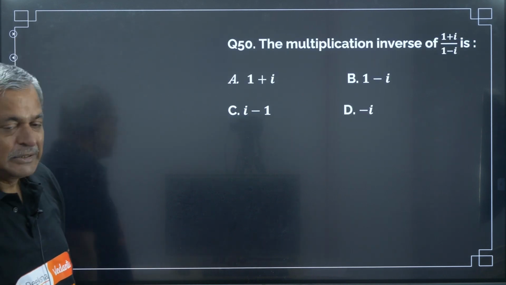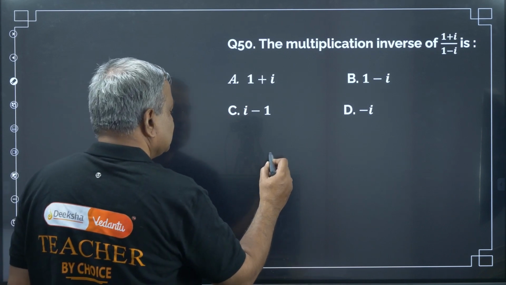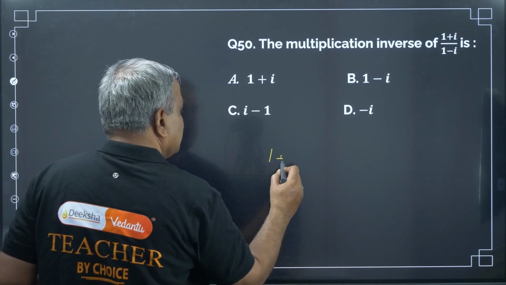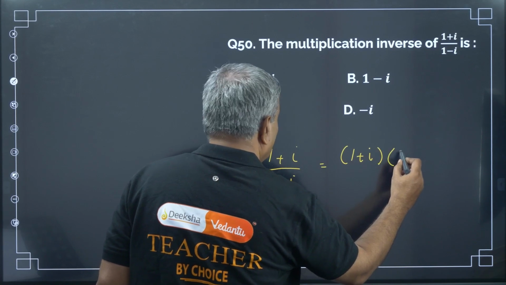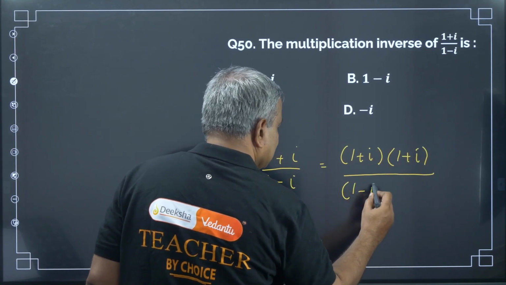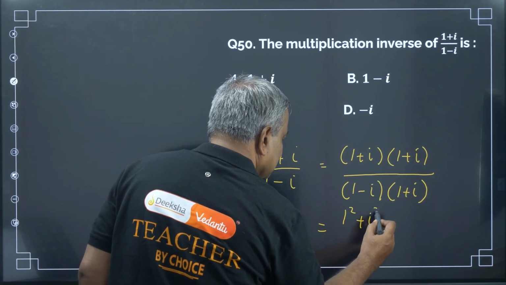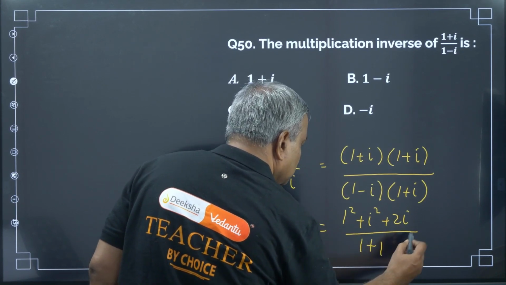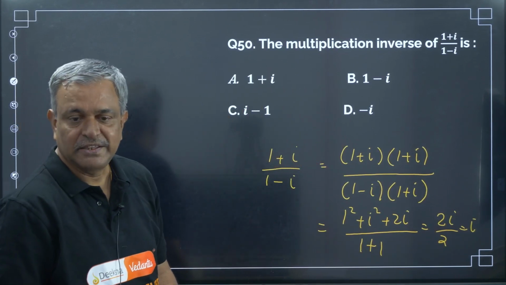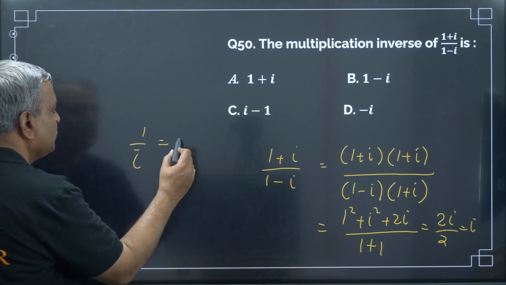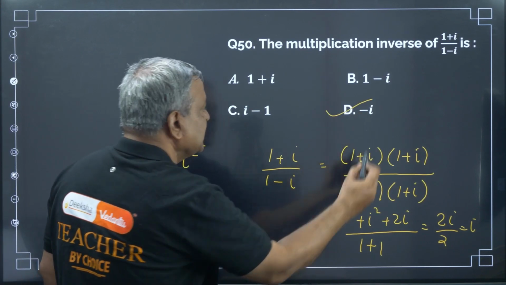Option C is correct. Now, what do you mean by multiplicative inverse? You have to calculate the inverse. So the multiplicative inverse of 1 plus i is 1 by (1 + i). Let us rationalize it. This can be written as (1 − i) into (1 + i) by (1 + i) into (1 − i). So this gives 1 squared plus i squared plus 2i by 1 plus 1. So 1 minus 1 is 0, so 2i by 2, which is equal to i. So the multiplicative inverse will be 1 by i, which is minus i, since 1 by i is i by i squared equals minus i. Option D. Please complete it.